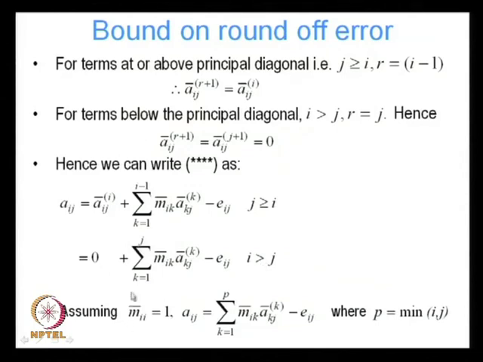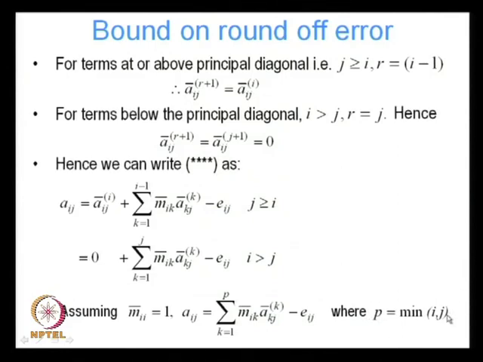And if we assume that m̄_ii is equal to 1, I can put this term inside the summation and change this index from k equal to 1 to i minus 1 to k equal to 1 to i. So, in that case we can write a_ij is equal to the sum over k equal to 1 to i of m̄_ik ā_kj^(k) minus e_ij, provided m̄_ii is equal to 1. If that is true, then we can combine these two equations together to write a_ij is equal to the sum over k equal to 1 to p of m̄_ik ā_kj^(k) minus e_ij, where p is equal to the minimum of i and j.